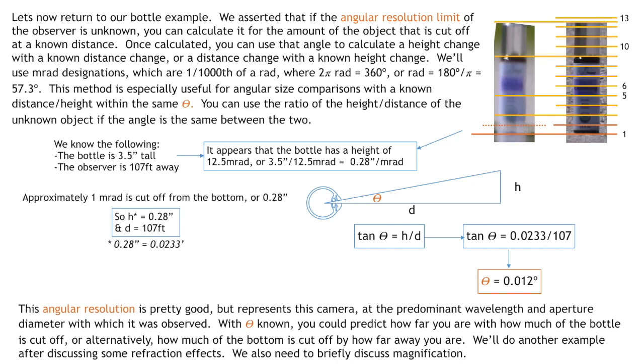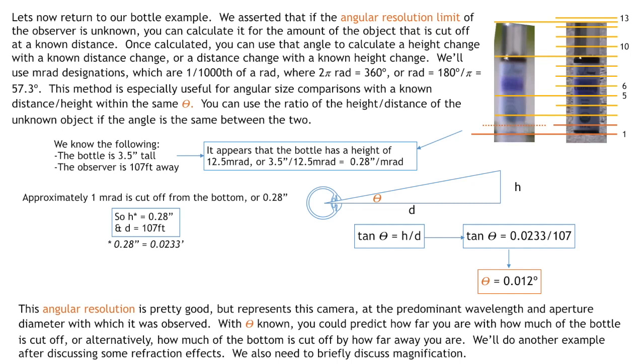So we know the following within this picture. Let's say we know the bottle is 3.5 inches tall and the observer is 107 feet away. So it appears that the bottle has a height of about 12.5 milliradians, or 3.5 inches per 12.5 milliradians, which comes out to 0.28 inches per MRAD. So again, these designations were somewhat arbitrary. I just took the amount that appeared to be cut off as one unit, and I stratified them up from there, and you can do the math from that point.